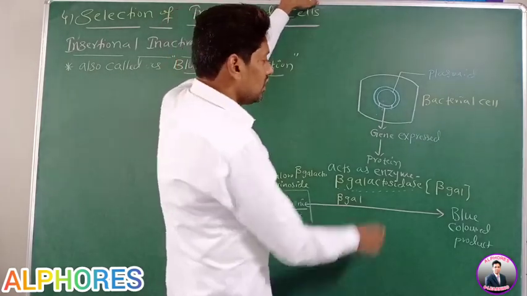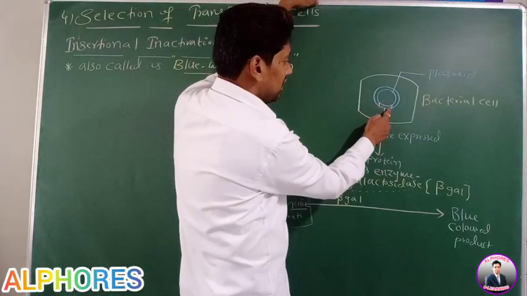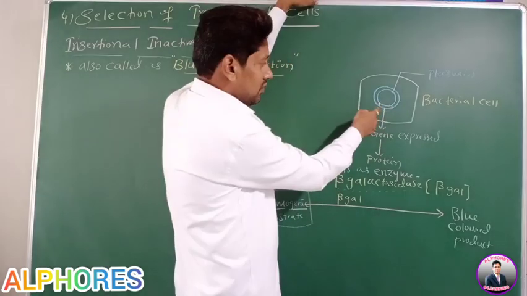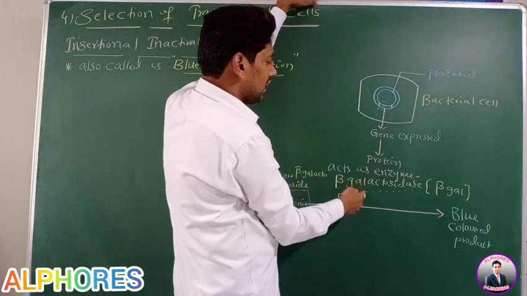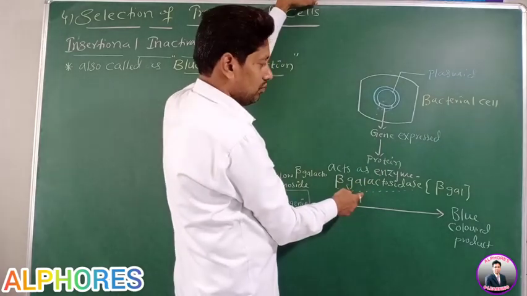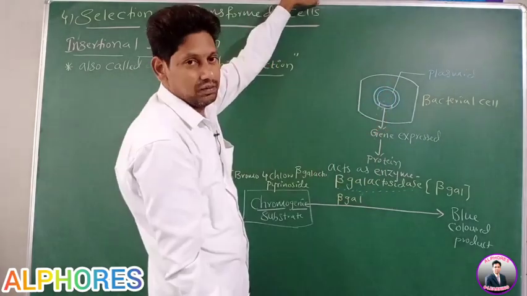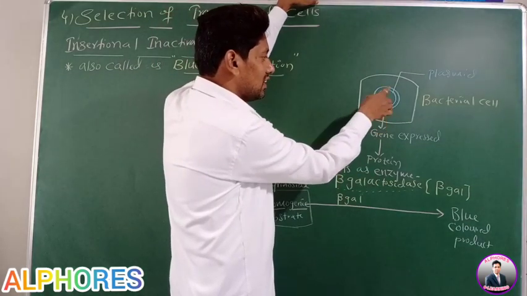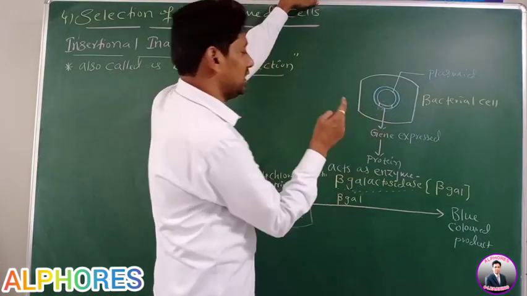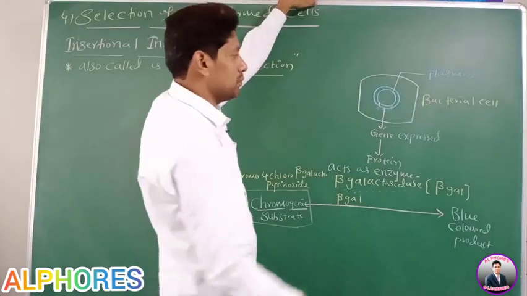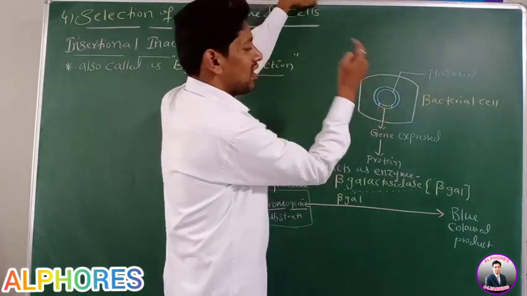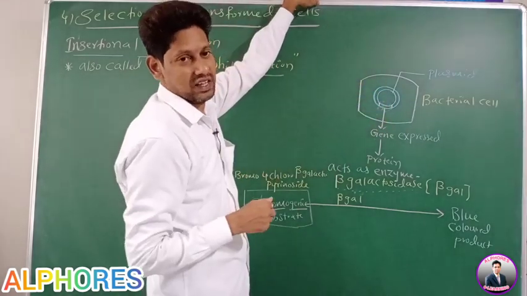Now you tell me, sir, here what is inserted? Desired gene is inserted. If the desired gene is inserted, then the gene which produces beta galactosidase enzyme is inactivated, because the desired gene is inserted in the place of the gene which produces beta galactosidase enzyme. It means now the beta galactosidase enzyme producing gene is not there. Desired gene is present there.